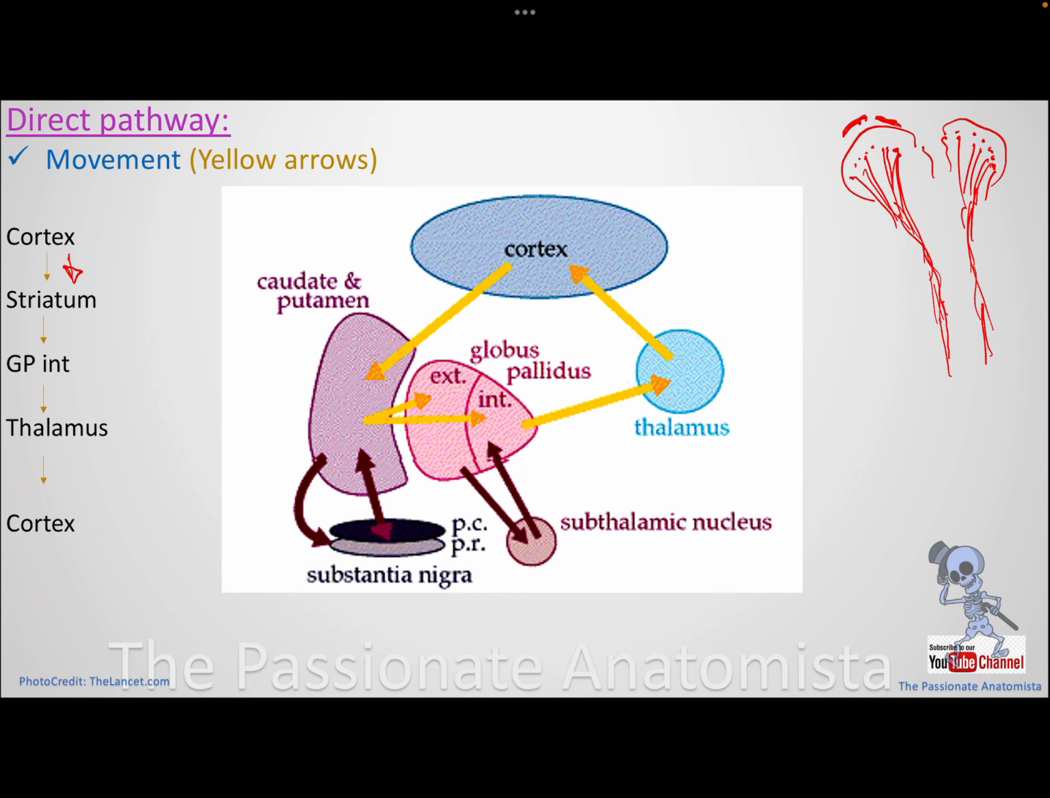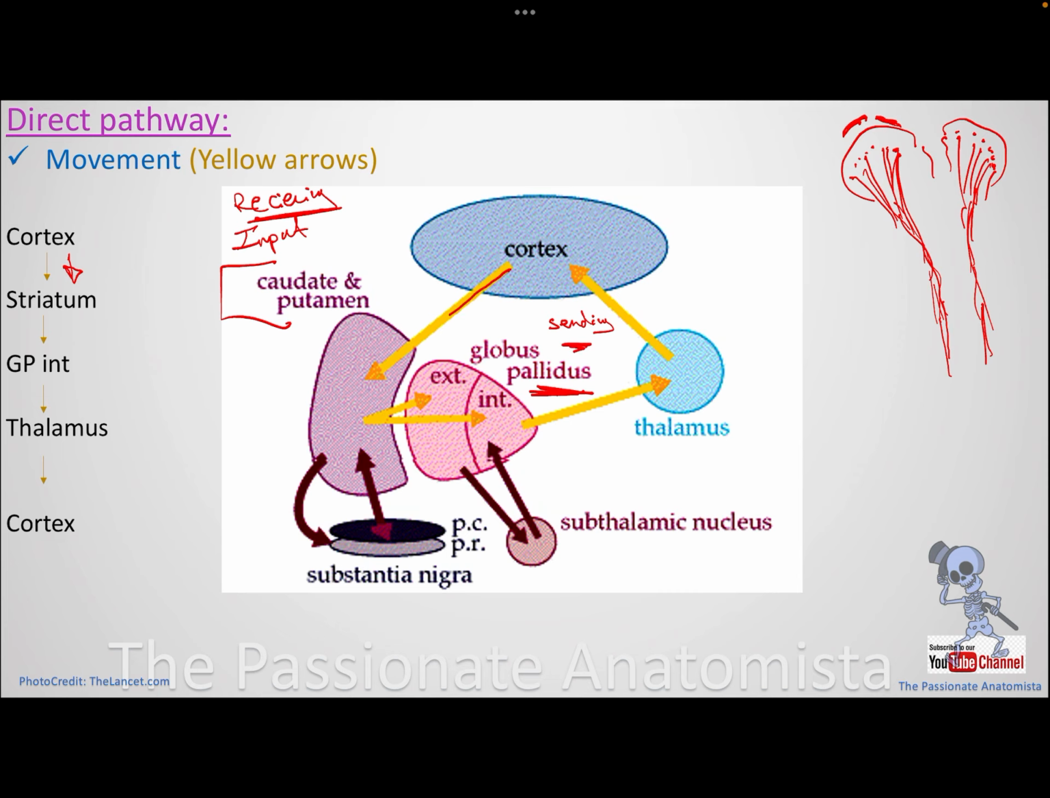It wants to do a movement. But before we do the movement, we will go to the striatum, and that striatum is going to be the caudate and putamen. These are the global input guys. They are going to be the receiving chambers for all information from the cortex, and the globus pallidus is going to be the sending chamber to the basal nuclei as a whole. Okay, so the cortex wants to do a movement.